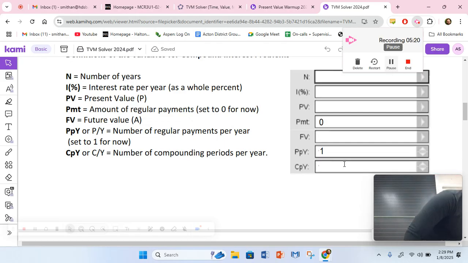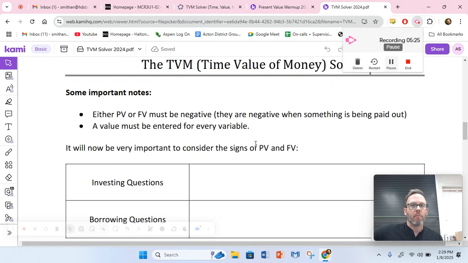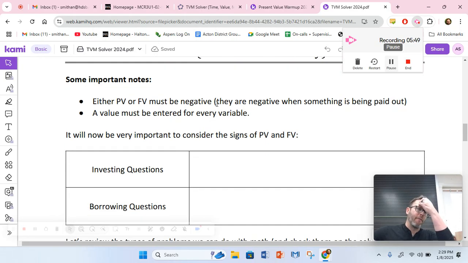There is one note for using these we have to be careful of. A time value of money solver keeps track of whether you are giving money away or you're taking in money. Either PV, the present value, or FV must be negative. Negative doesn't mean negative money. Negative would mean you're losing the money. And before you solve, a value must be entered for every variable.